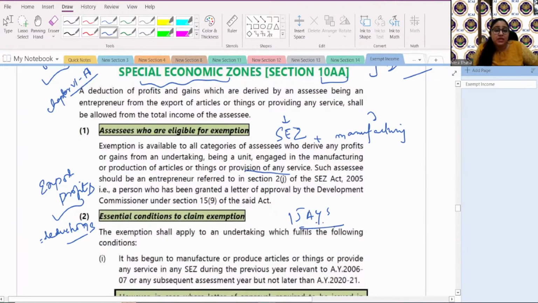15 assessment years. If you start your manufacturing today and you're into export from this previous year itself, then for this year plus the next 14, that is 15 assessment years, you get a holiday. But it is not the entire profit which gets deducted. There are certain criteria. Let's understand it.